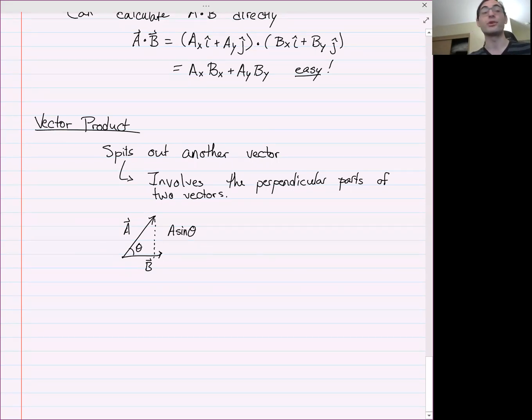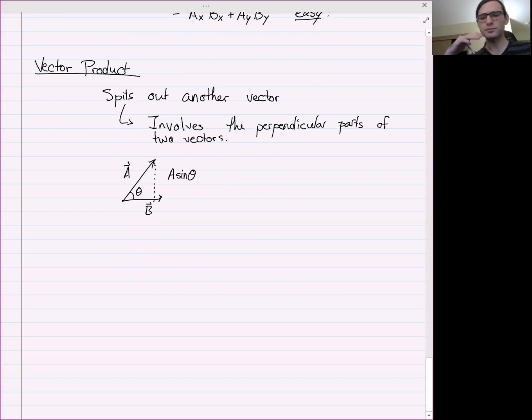Yes, dot product only yields a scalar value. So why can't we just say that you just take the perpendicular part of A, which is A sine theta, and multiply it by the length of B? Well, you could, but it wouldn't be well defined in 3 dimensions. And the reason I say that is because in 3 dimensions, there's a whole bunch of different ways that a vector can be perpendicular to another vector, right?